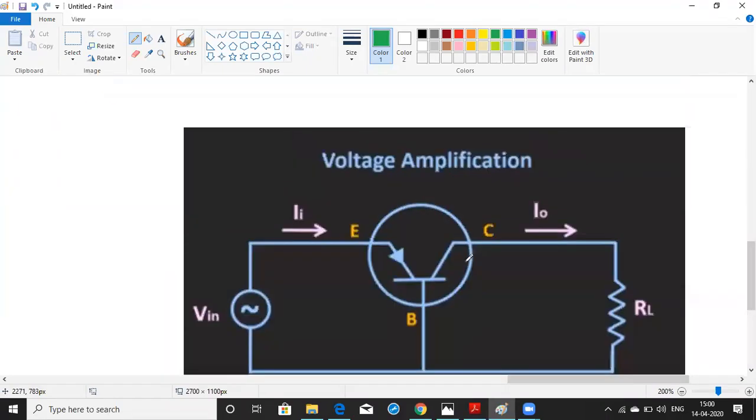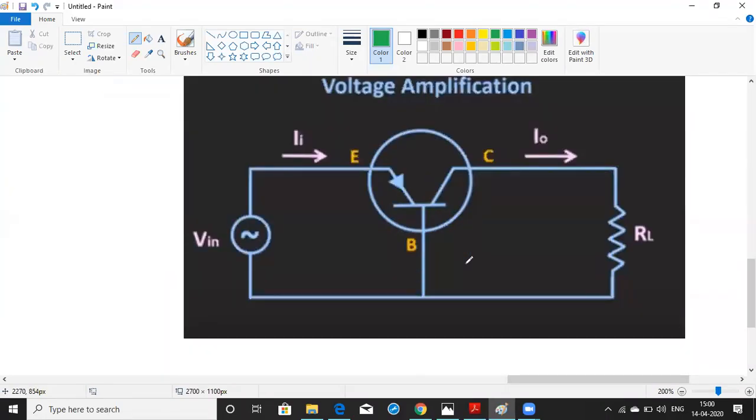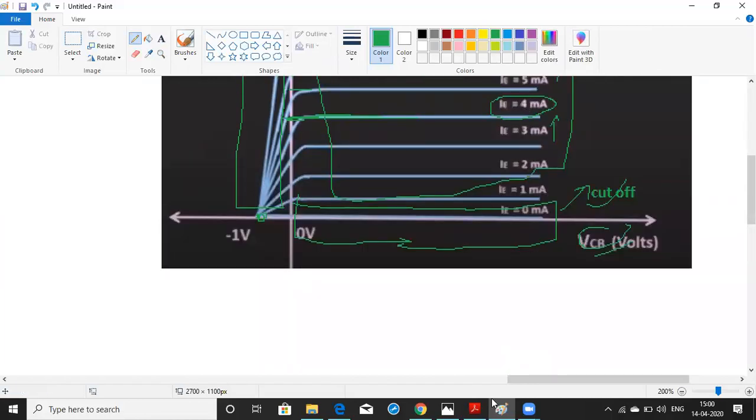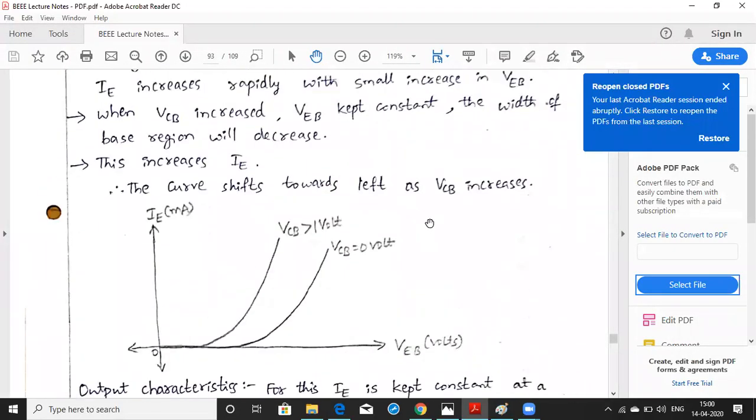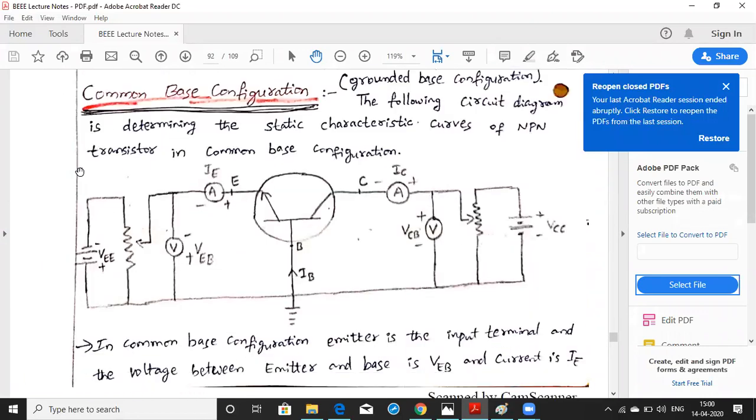So next we'll try to discuss the amplification process. Whatever we have discussed here, the same thing is already available in our class notes. You can see here. Whatever points we have discussed, it is already available in the class notes.